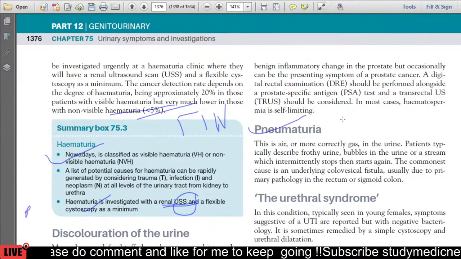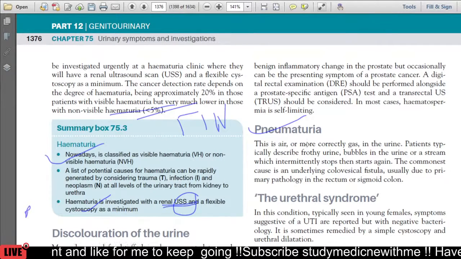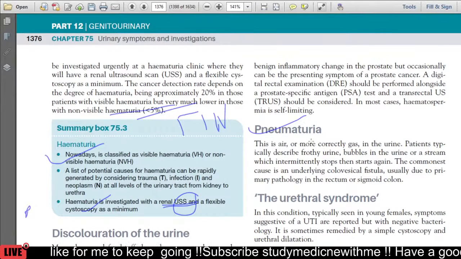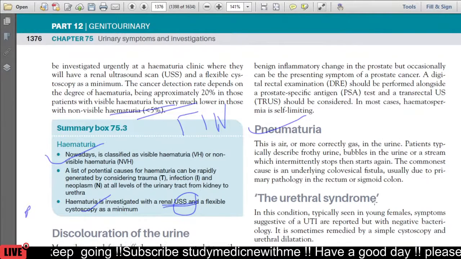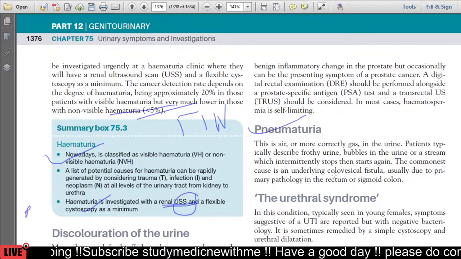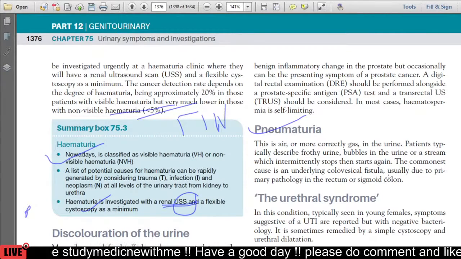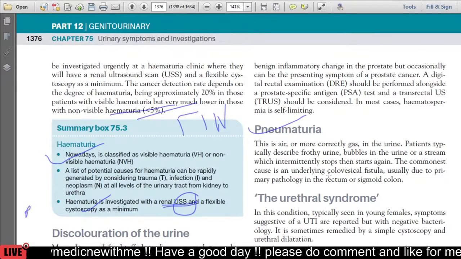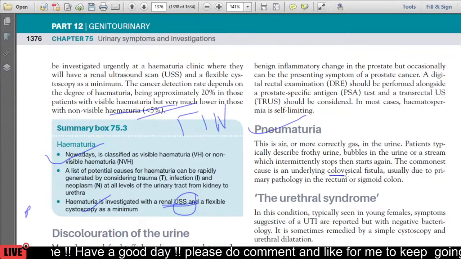Pneumaturia, this is air or gas in the urine. Patients typically describe frothy urine, bubbles in the urine stream which intermittently stops then starts again. The commonest cause is an underlying colovesical fistula. Okay, it is a fistula between the colon and the vesicle.